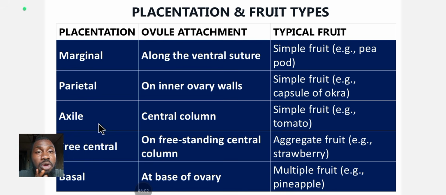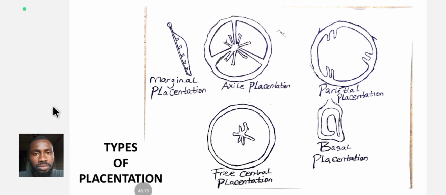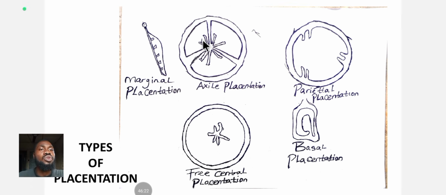Before we look at the diagram of axile placentation, I want you to notice something very important here. The marginal, parietal, and axile placentation are found in simple fruits. Three of them are found in simple fruits. All right, so let's look at the diagram of axile placentation. Look at it, can you see it? It is center. Always use the axle, the wheel of a vehicle, to remember.